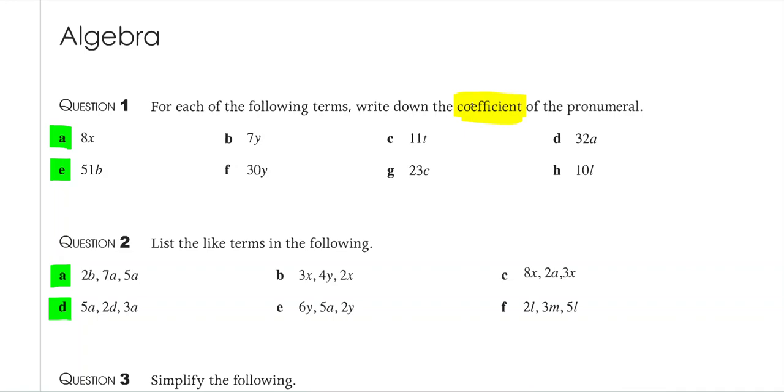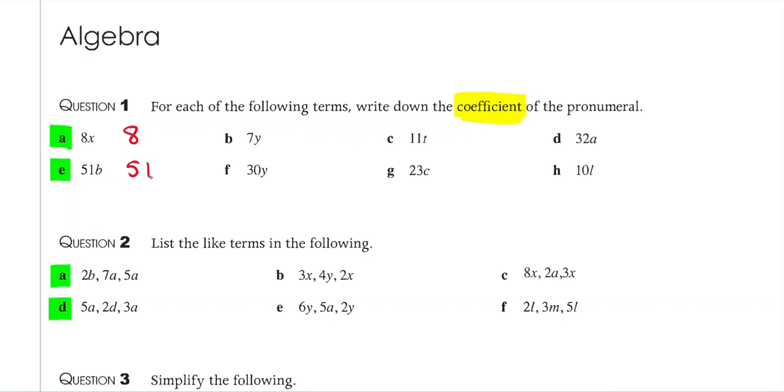So these ones are only one term at a time. So if I want the coefficient of this x, the coefficient is just the 8. The coefficient of the b is the 51. So they should be very, very quick, easy questions. It just means the number that is in front of the letter.